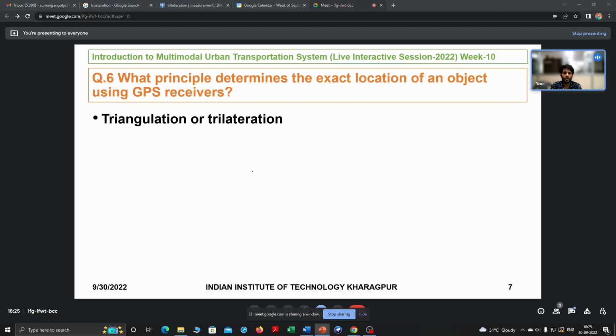These are not exactly the same procedures. Do you want to answer? If it is trilateration, then why not triangulation, and how is it different from triangulation? Tell me, what is triangulation?